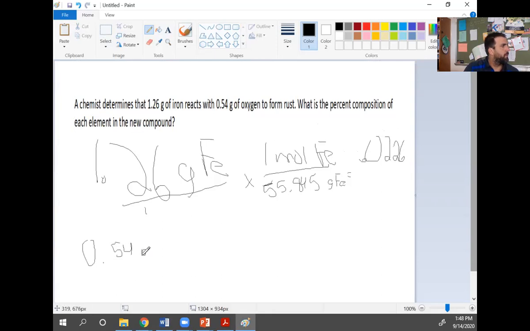Now, a big mistake most people make is that this is not O2. This is just oxygen, so this is just O, okay? Because it's in a compound, it's not an element. So in this step, I'm going to have 1 mole O on the top. That's pretty good writing for me until I got to that point. Erase that, where's the eraser?